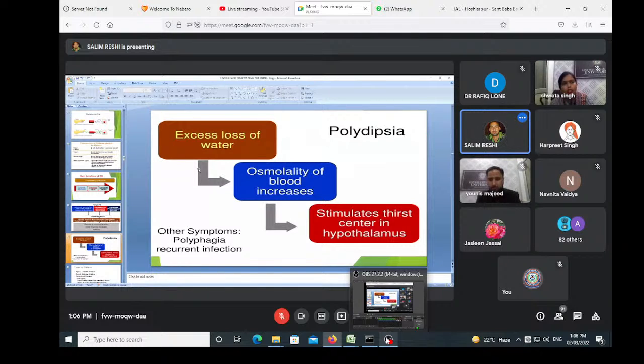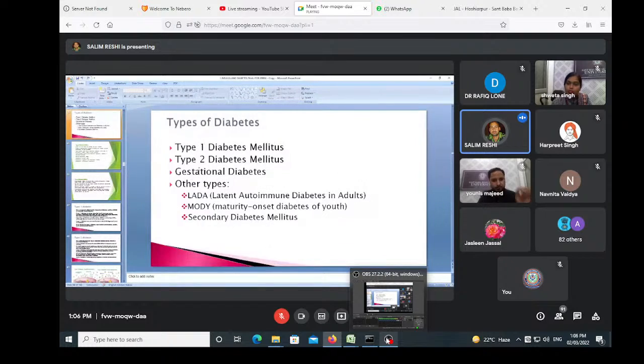That condition is called polydipsia. We have different types of diabetes: type 1 diabetes mellitus, type 2 diabetes mellitus, and gestational diabetes. Other new types include LADA, latent autoimmune diabetes in adults. What happens here is that the antibodies of a patient or young adult attack the beta cells and damage them. MODY is maturity onset diabetes of the young. Then there is secondary diabetes mellitus.